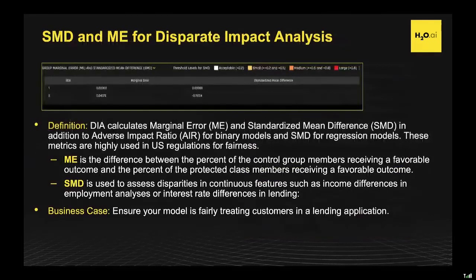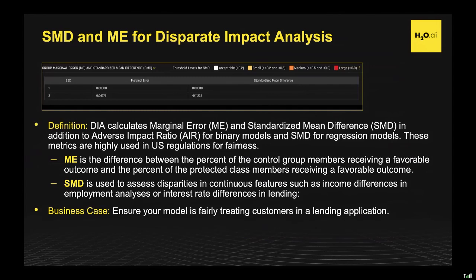SMD and ME. So disparate impact analysis, which I talked about earlier, is continuing to grow, right? We're still trying to figure out what's the best way to do it and how can we get better at it. I think marginal error, we have it defined as the difference between the percent of the control group members receiving a favorable outcome and the percent of the protected class members receiving a favorable outcome.